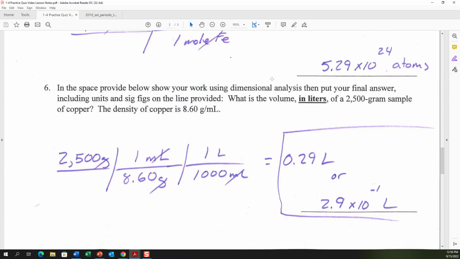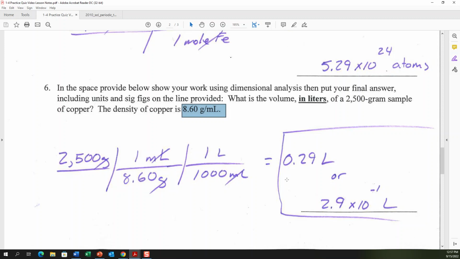So the setup would be, you're not starting with the density. Density is going to be a conversion factor. You're starting with grams. That's what you have. You have grams and you want to convert it to liters. So start with 2,500 grams, okay? We would use our density as a conversion. In this case, we would put 1 milliliter on top and 8.6 grams on the bottom to cancel out grams. And then we would use our metric system equality, and we would put 1,000 milliliters on the bottom and 1 liter on the top, again, because we want milliliters to cancel out. So that's our setup, and then mathematically, we're just doing 2,500 divided by 8.6 divided by 1,000. Okay, that's what we're doing.